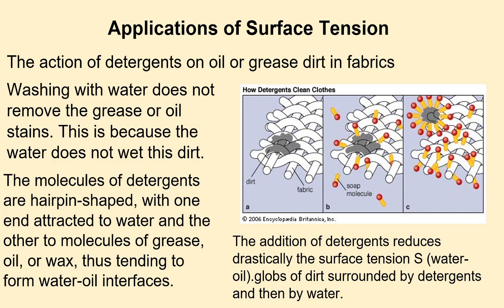So due to this hairpin structure, they can easily connect both the liquids, the water and the dirt. And at the same time, the addition of detergent will surround the oil or the dirt molecules, and these are then again surrounded by the water molecules. Okay, so we have globes of dirt, and they can be easily removed like this.